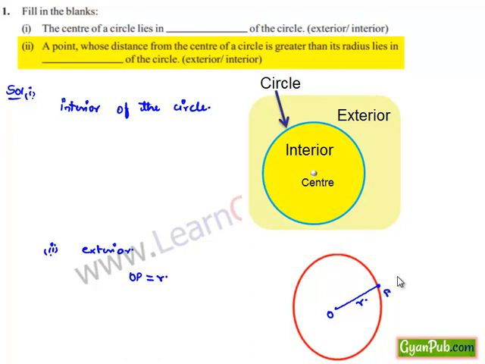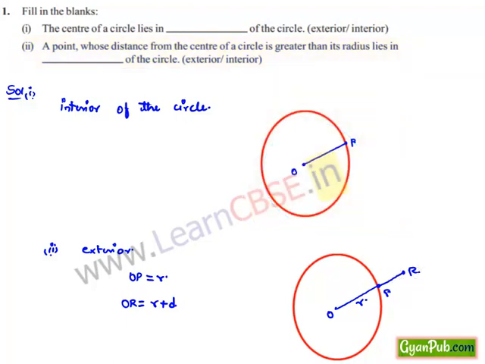If we consider a distance greater than R, then we can say that it always lies outside the circle. Let the distance be R plus D, then it always lies outside the circle. Therefore, a point whose distance from the center of a circle is greater than its radius always lies in the exterior of the circle.